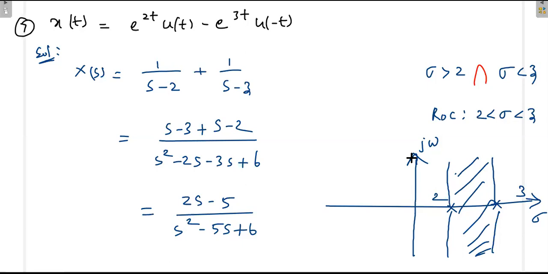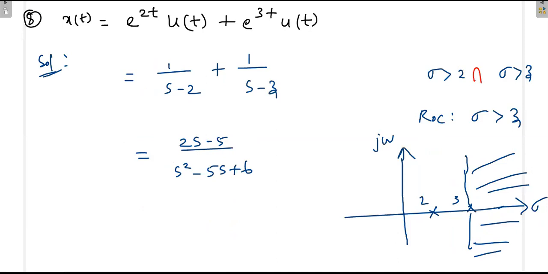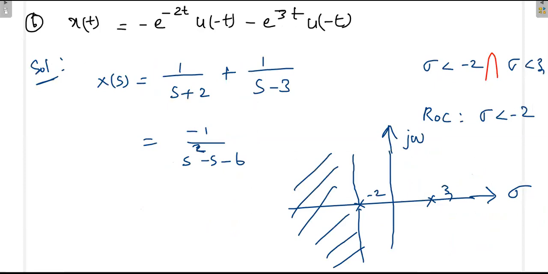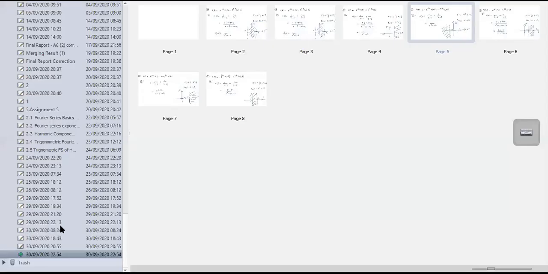Now we are going to compare all the 9 questions, then we'll try to conclude. Before going to that, we will write the nature of the system, whether they are stable or unstable, or causal, non-causal or anti-causal. So now we'll write one by one. For the first problem we'll write.